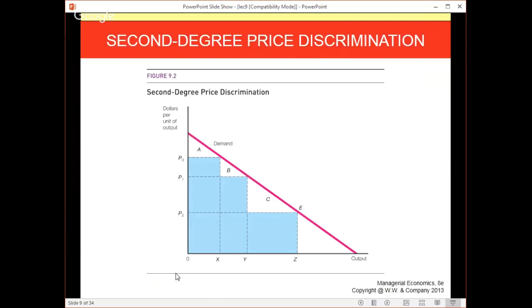And I basically charge a price to one group, charge a different price to another group, and then charge a third price to a third group. And that's second degree price discrimination.